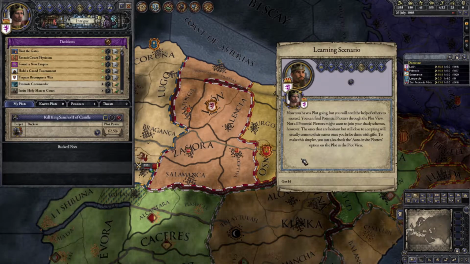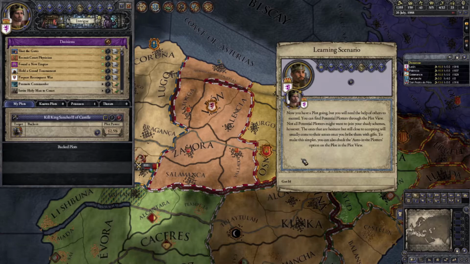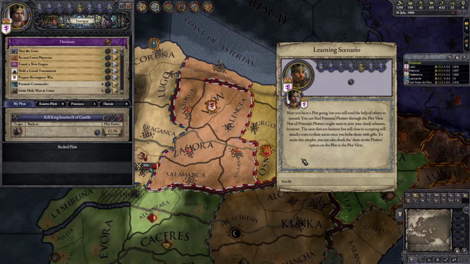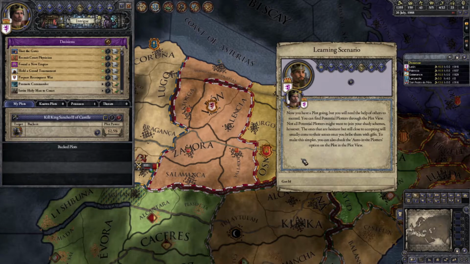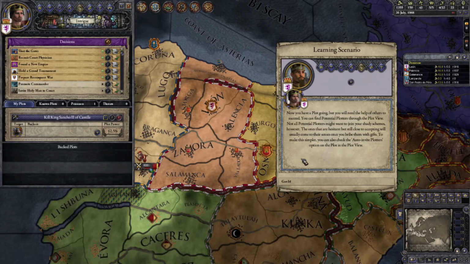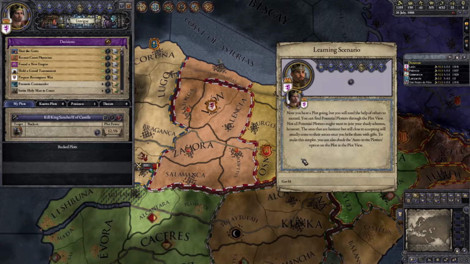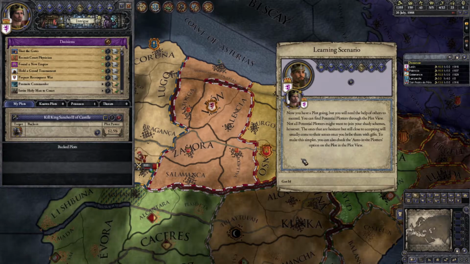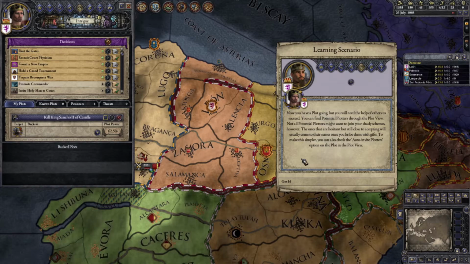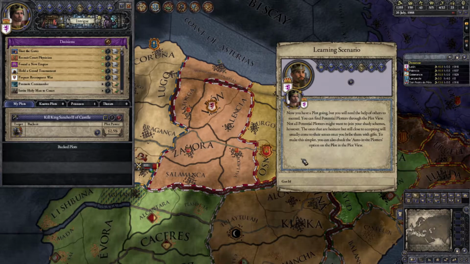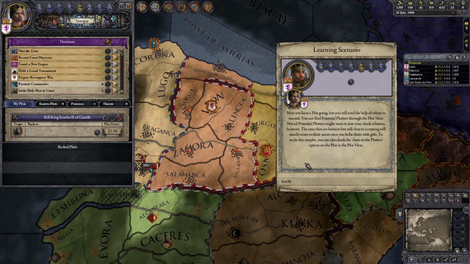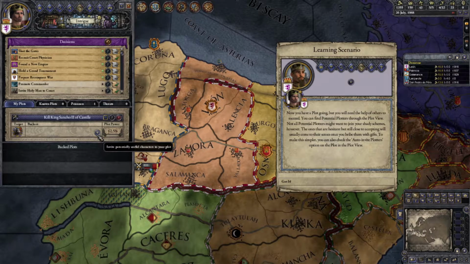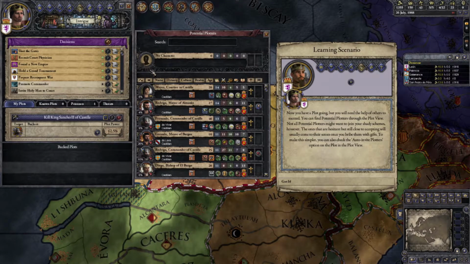Now you have a plot going, but you will need the help of others to succeed. You can find potential plotters through the plot view. Not all potential plotters might want to join your shady schemes, however. The ones that are hesitant, but still close to accepting, will usually come to their senses once you bribe them with gifts. Like, hey, I found this really cool TV, wanna kill your mom? To make this simpler, you can also check the auto-invite plotters option in the plot view.